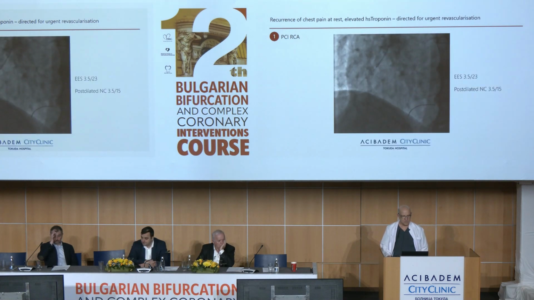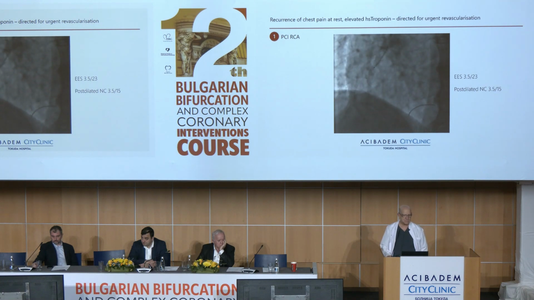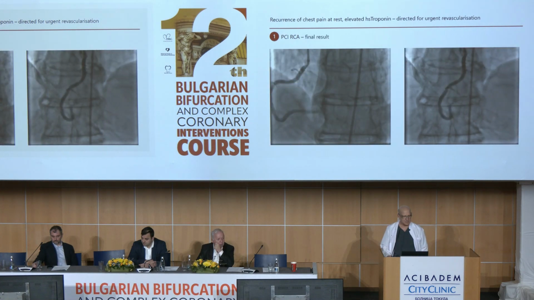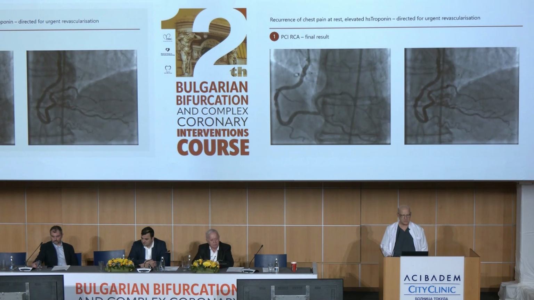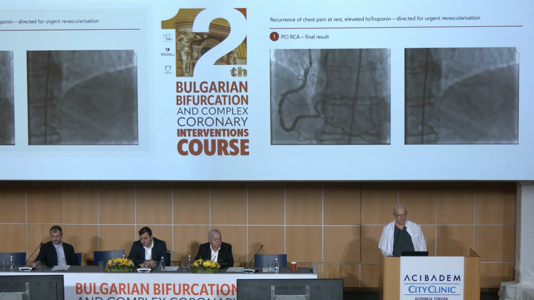And then we implanted a drug-eluting stent, 3.5 by 22, a little bit longer because of the not very well suited guiding catheter. We inflated it and post-dilated it with 3.5. This is the final result of the right coronary, which I think is quite acceptable.